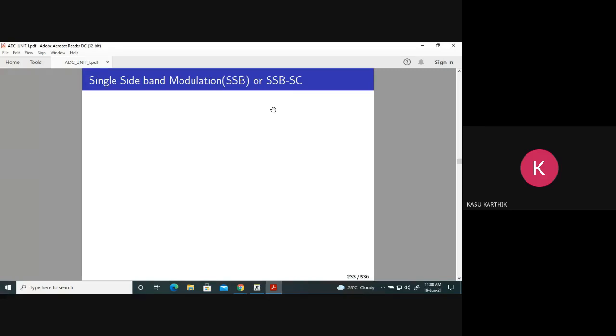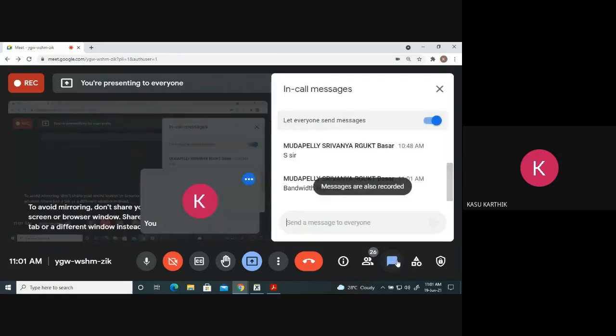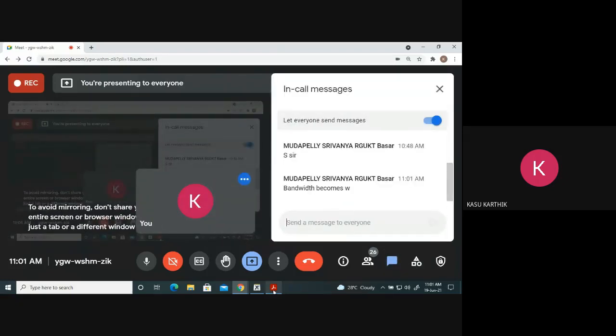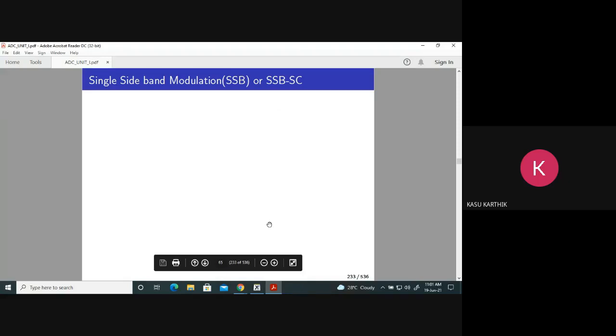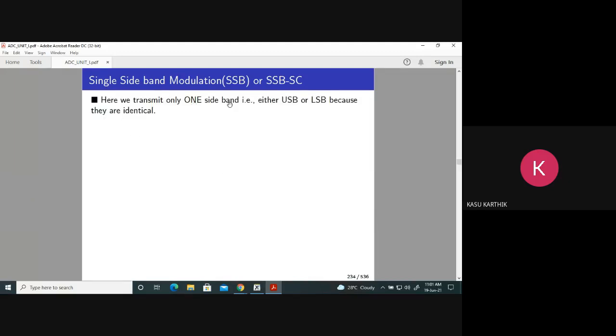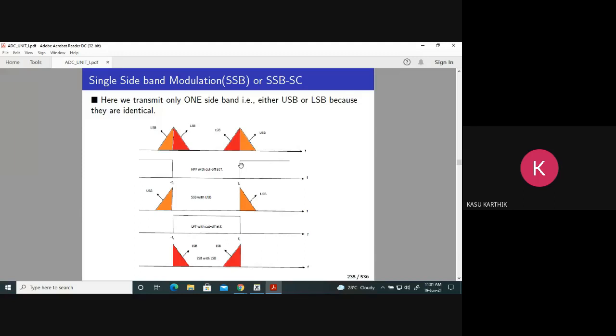By doing so, do we lose any information? No. As I told you, the two sidebands are identical in nature. They contain the same information. Each sideband contains complete information about m of t. So, as somebody rightly pointed out, the bandwidth becomes W. So we are improving the bandwidth efficiency, also called spectral efficiency. We transmit only one sideband, either upper or lower, because they are identical. So how to do that? This is the graph.